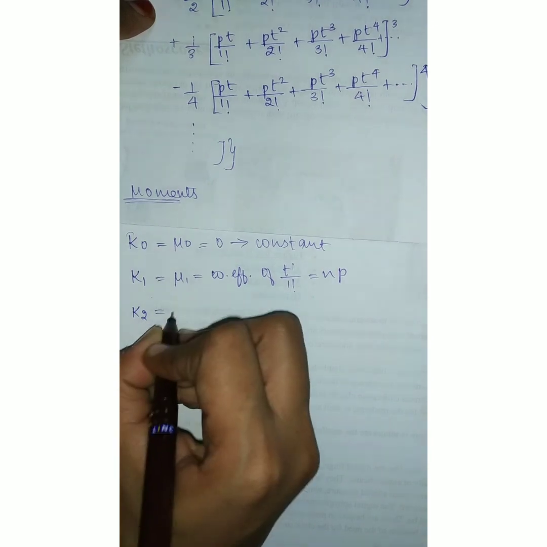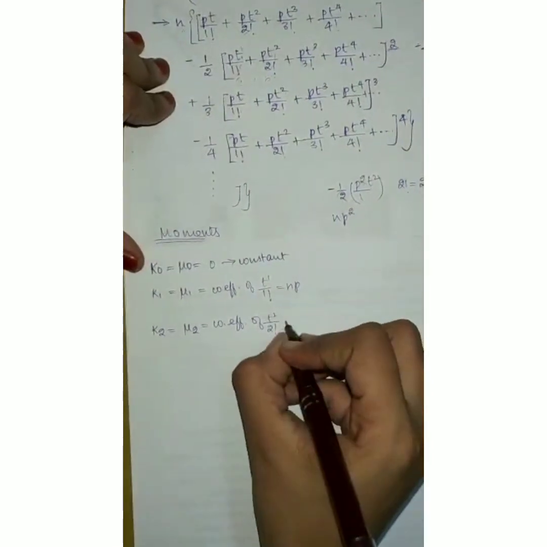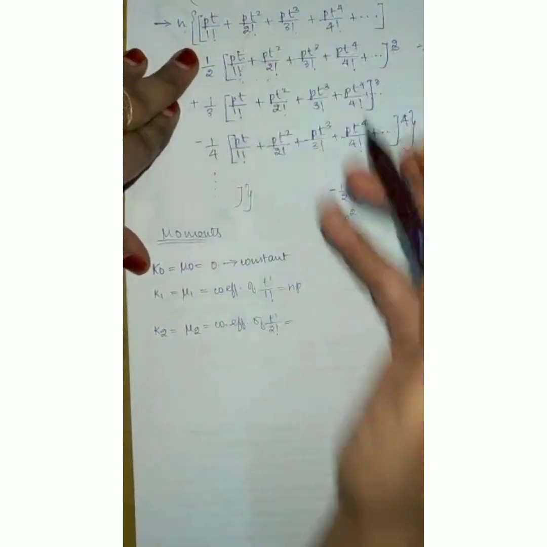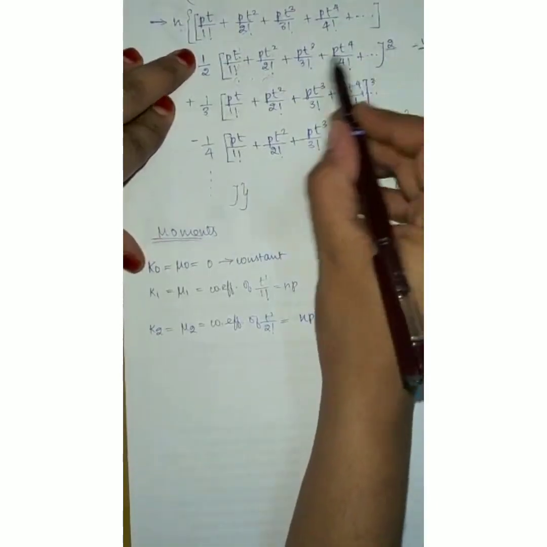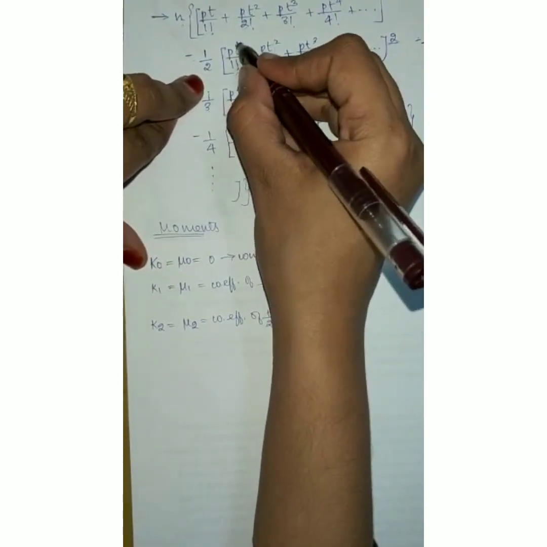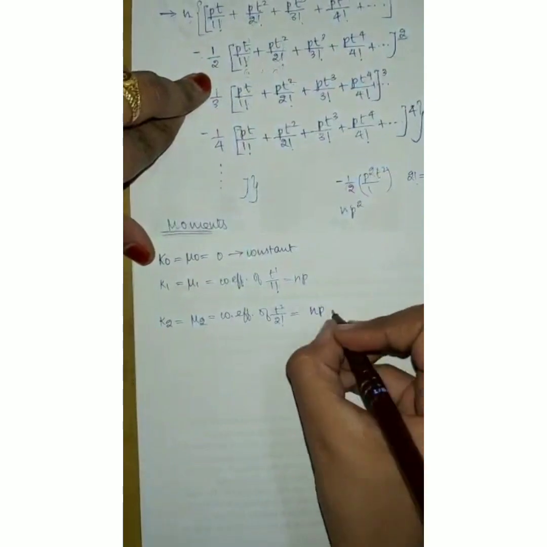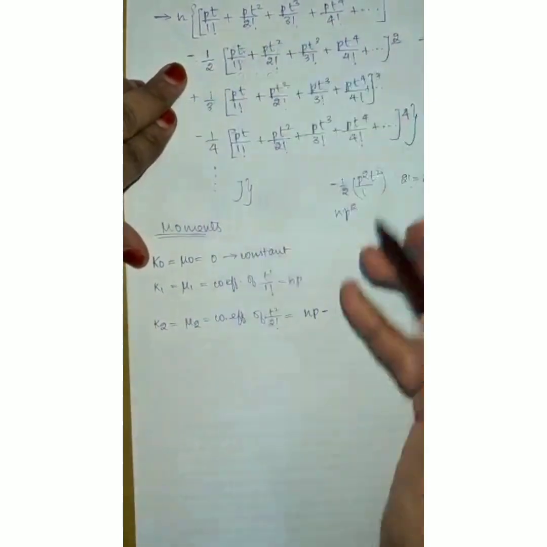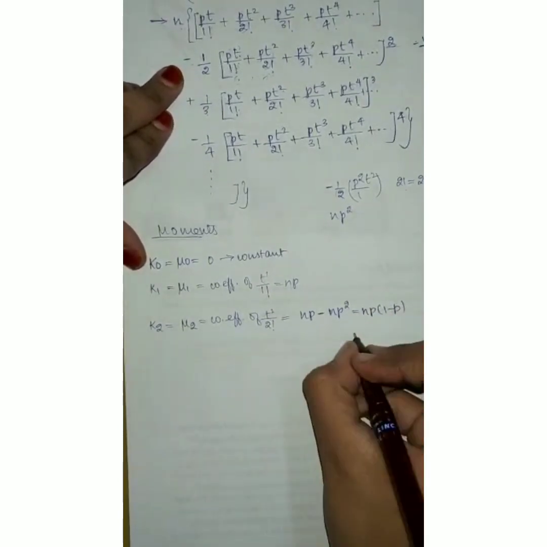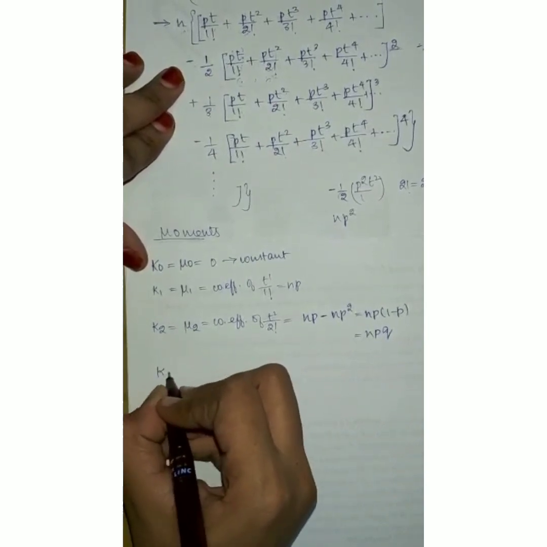Next, k2 is equal to mu 2, that is equal to the coefficient of t square by 2 factorial. So that is equal to np, because the coefficient of t square by 2 is p, and multiplying inside we get np. This is not applicable here because when the square gets inside it becomes t power 4, but we need t square by 2 factorial. So from the second term we get minus np square, and that is equal to np into 1 minus p, that is nothing but npq.